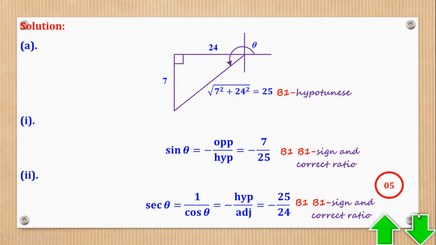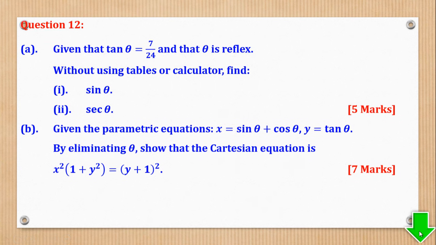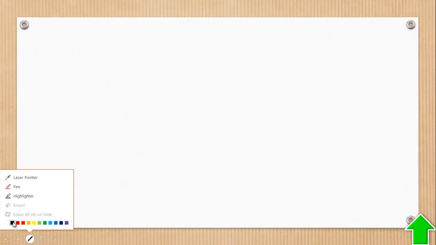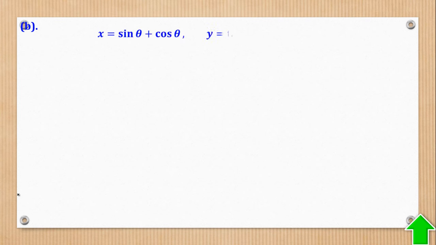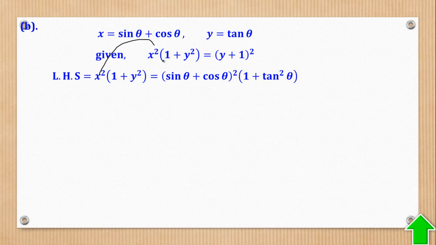So part B said, given the parametric equations this and that, by eliminating theta, show that the Cartesian equation is this. So we shall come here, and so that let us start from x is that, y is that, and we're given that. So let me start from the left hand side and see if I get the right hand side. So right hand side I will substitute x squared, put there this, 1 plus y squared, put there that.